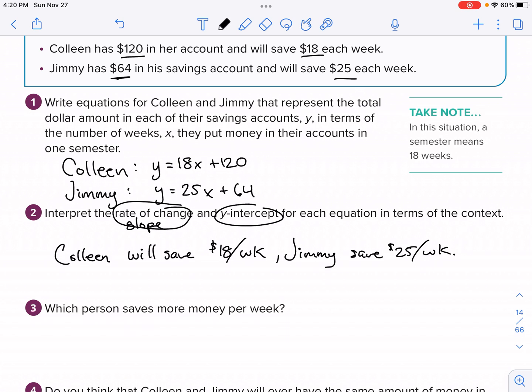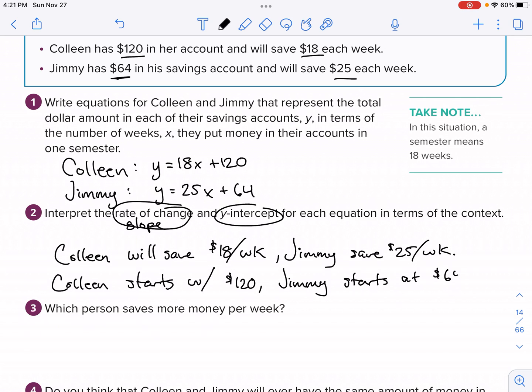Now let's talk about the y-intercept. Right, the y-intercept indicates the starting amount for each student. So Colleen starts with, that is $120. And Jimmy starts at $64. Okay, notice that is not a per week thing, or that's not a rate.